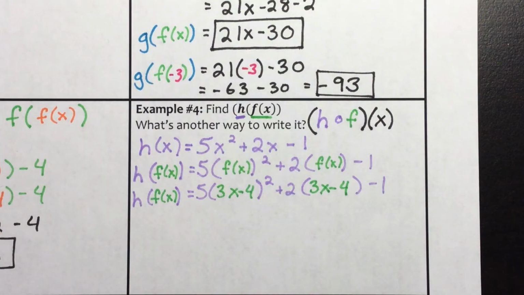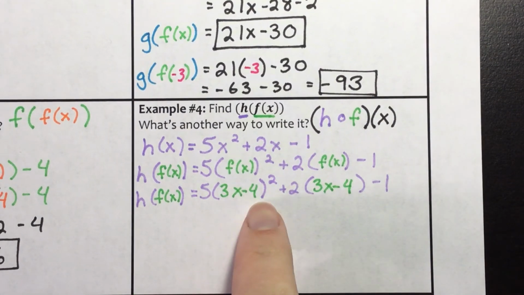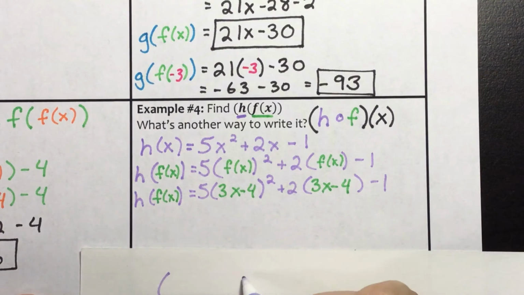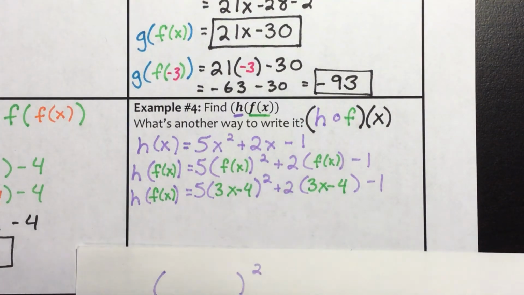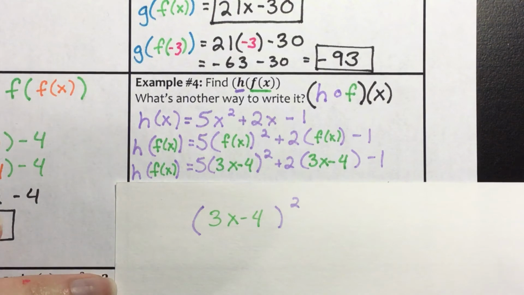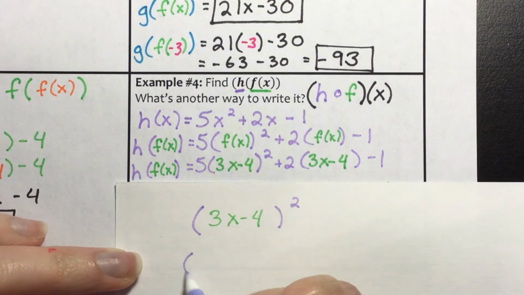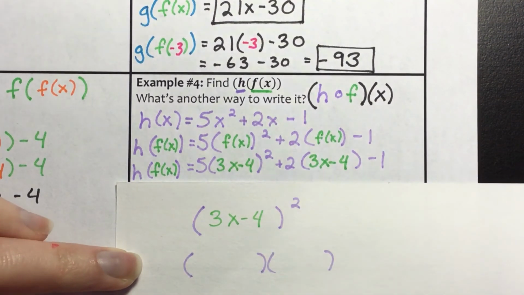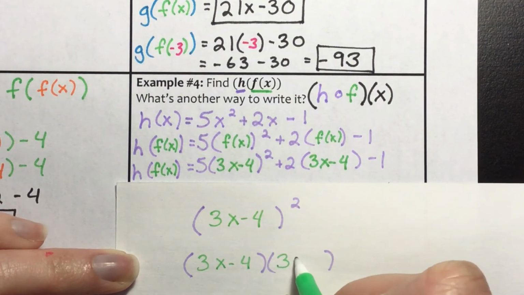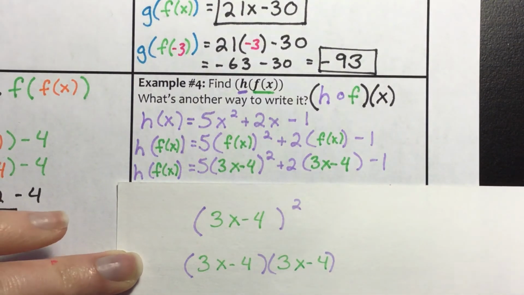Okay. PEMDAS, order of operations, says that we need to square this set of parentheses. I'm going to do that on a separate piece of paper just to save some room. So we are doing just the 3x minus 4 squared. Just this portion right here. Squared means that we are multiplying a set of parentheses times itself. Okay, this is a binomial squared. You may have learned a pattern.